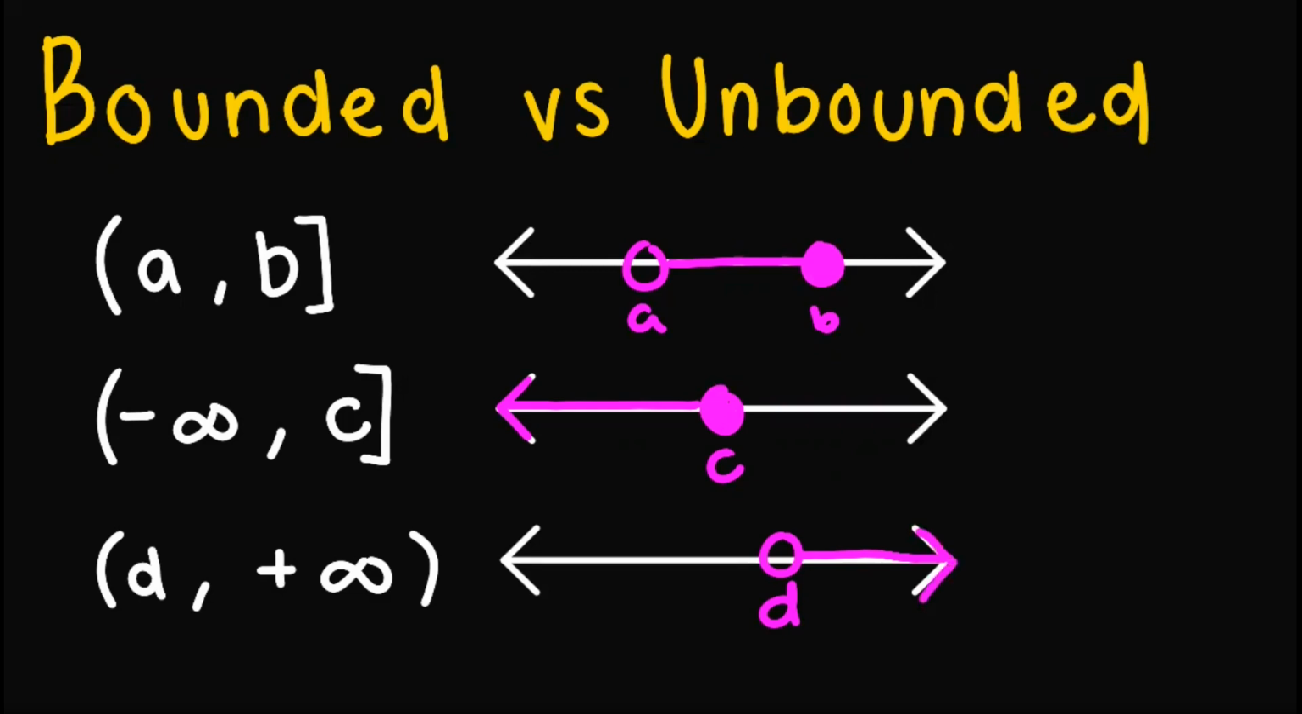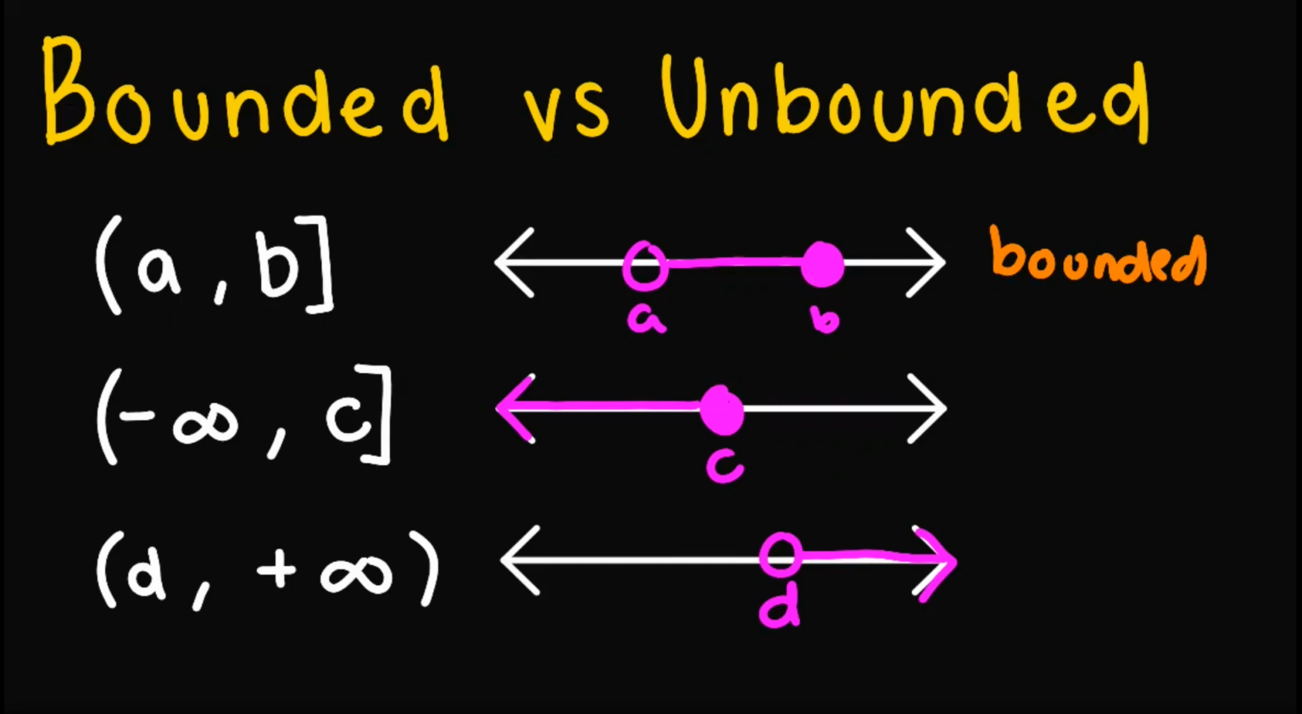So we see that an interval is bounded if the endpoints are both real numbers. So in this case, A and B are both real numbers. So we say that the first one is bounded. Or basically, the endpoints in the first example are concrete, and I guess you can visualize it in a sense.